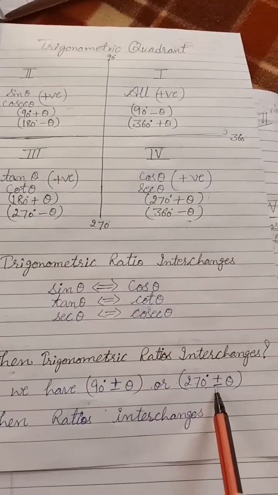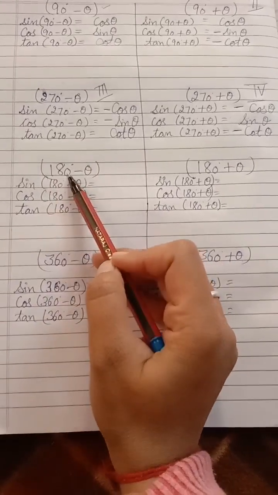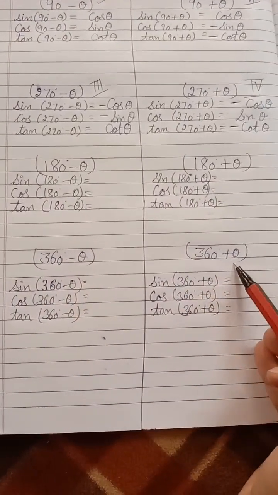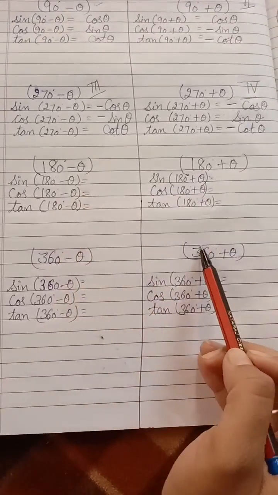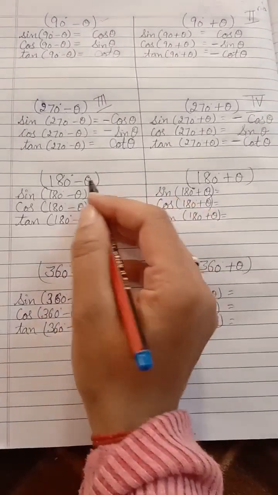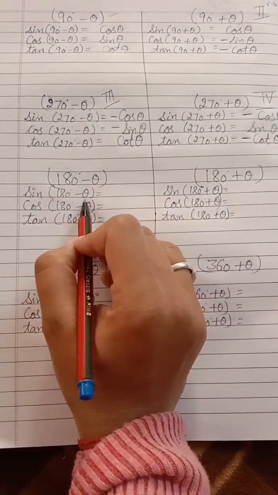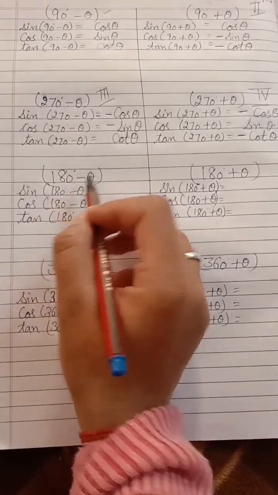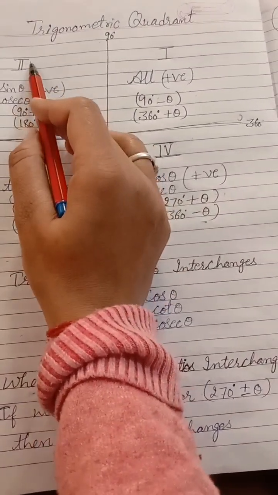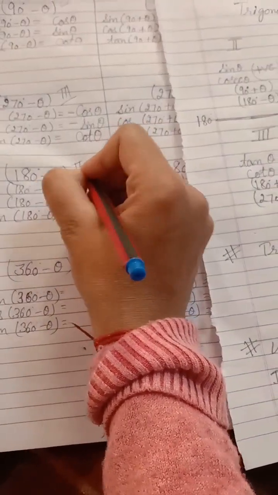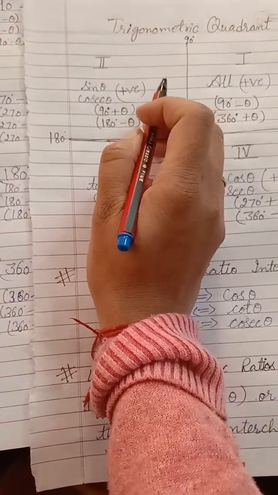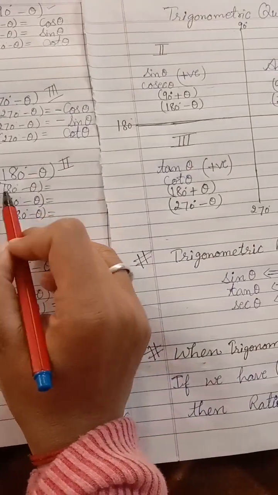Let us consider these types of angles now. Here I have 180° minus θ, 180° plus θ, 360° minus θ and 360° plus θ. If we have these types of angles, then trigonometric functions will never interchange. We just change their signs. So let us find out the value of sin(180° − θ). Here we have the angle 180° − θ, which is considered in the second quadrant. In the second quadrant, sin θ and cosec θ will be positive, others will be negative here.